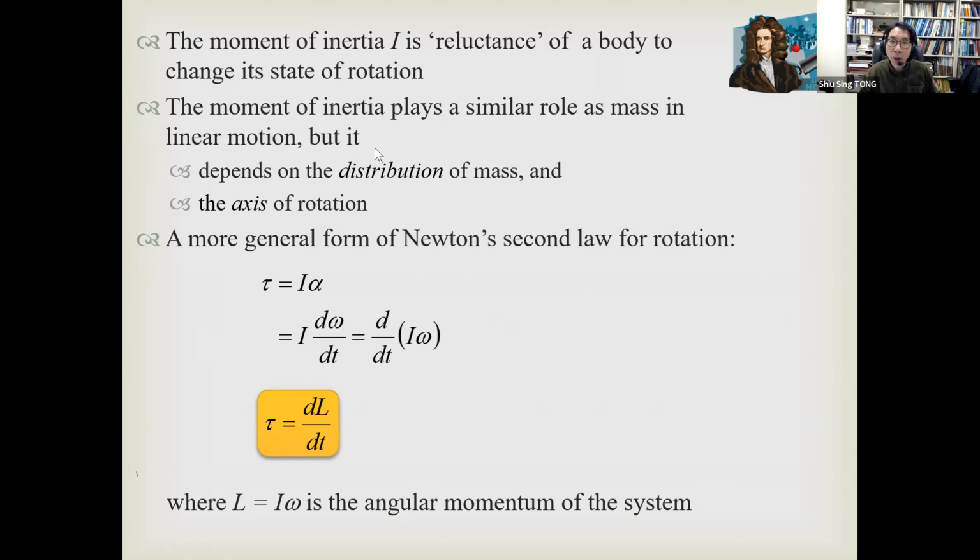The moment of inertia plays a similar role as mass in linear motion. But there's an important difference that I want you to remember. The moment of inertia depends on the distribution of mass instead of the mass itself, because it's the summation of the mass multiplied by the square of the perpendicular distance of those particles, right? So it depends on how the particles are distributed about the rotation axis. If all the particles are lying far away from the rotation axis, then you will have a large moment of inertia. So it depends on the distribution of mass and also the axis about which you rotate the body. That is important to remember.